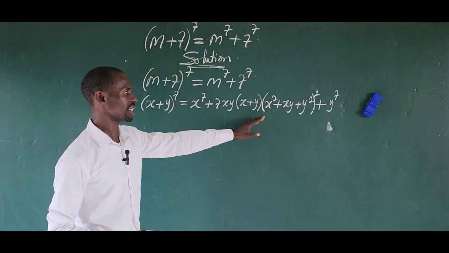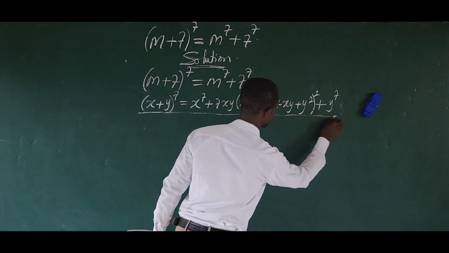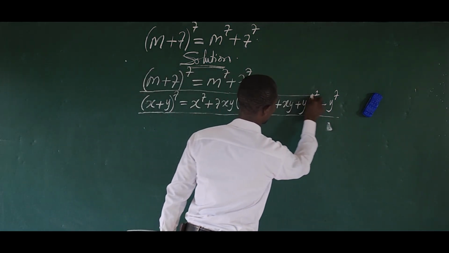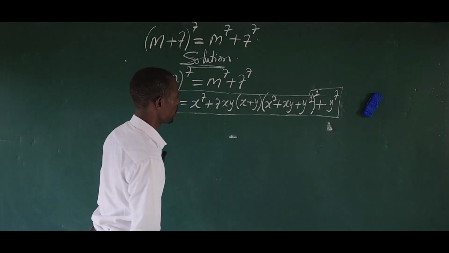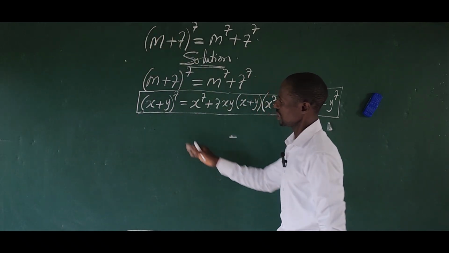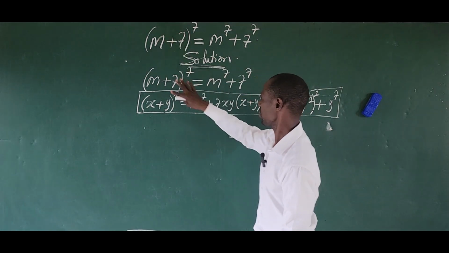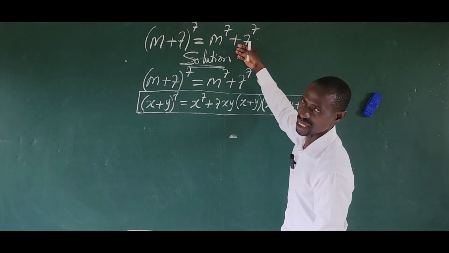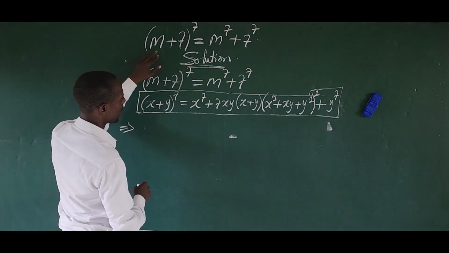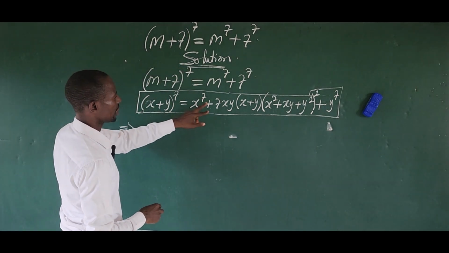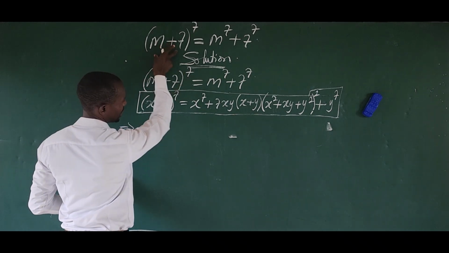So with this algebraic identity, we can solve what we have in here. Let's use this in solving this expression. This side of our equation is of this form, so we have to rewrite this expression in this format, keeping this side as it is. So with here, we have our x to be m and our y to be 7.